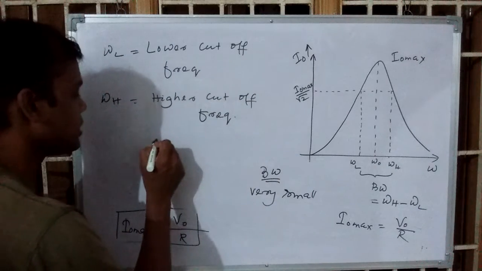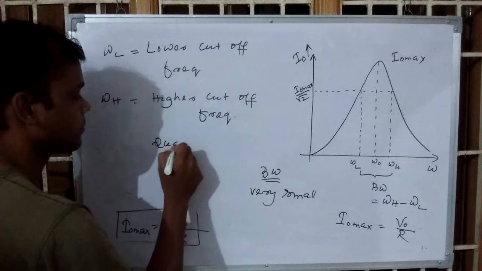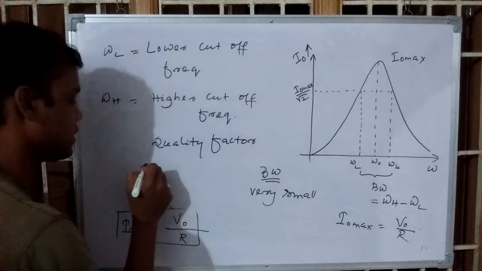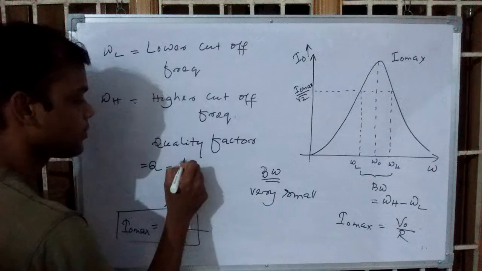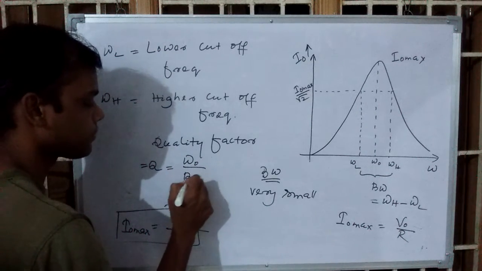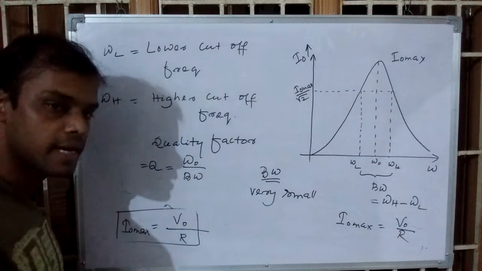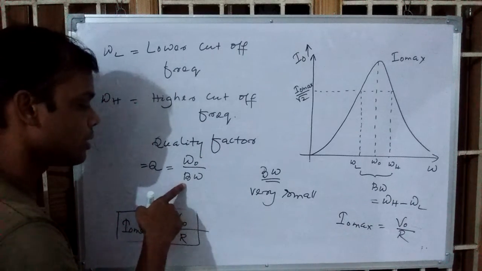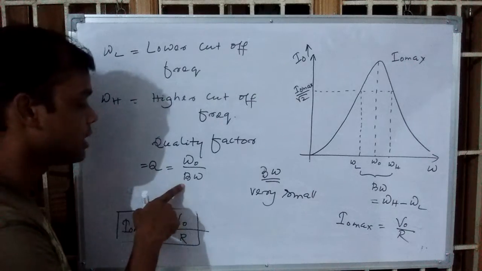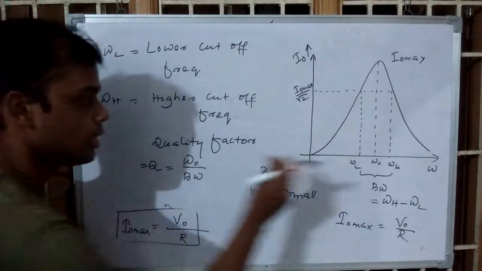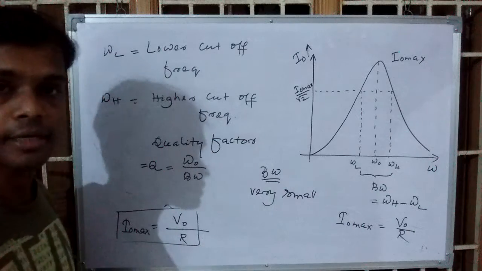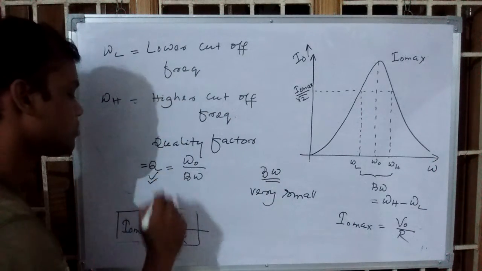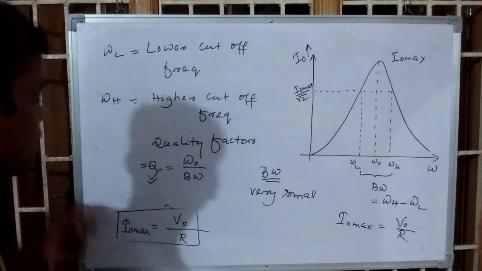It is measured by a quantity called quality factor, that is Q, and its formula is omega naught by bandwidth, resonant frequency by bandwidth. Now you see, omega naught is constant, it is the resonant frequency. The more the bandwidth, the less the quality, or the less the bandwidth, the more the quality. Less bandwidth means more quality, or sharp resonance. Now we shall derive an expression for Q in this class. Let us derive it.